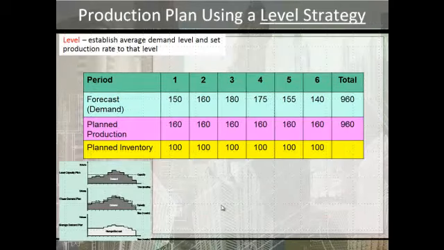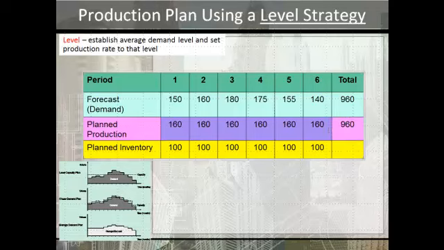If we look at the level strategy, then we've got our demand, which we just looked at. Our planned production is going to be consistent at 160 units per period or per month. The advantage of that is that we can plan our scheduling, we can plan out the staff we require, the machinery we require, the deliveries we require are all planned. And the stock on hand at the end of each month is consistent. So we're always going to have 100 garments in our distribution center or somewhere in the system. Level strategy.